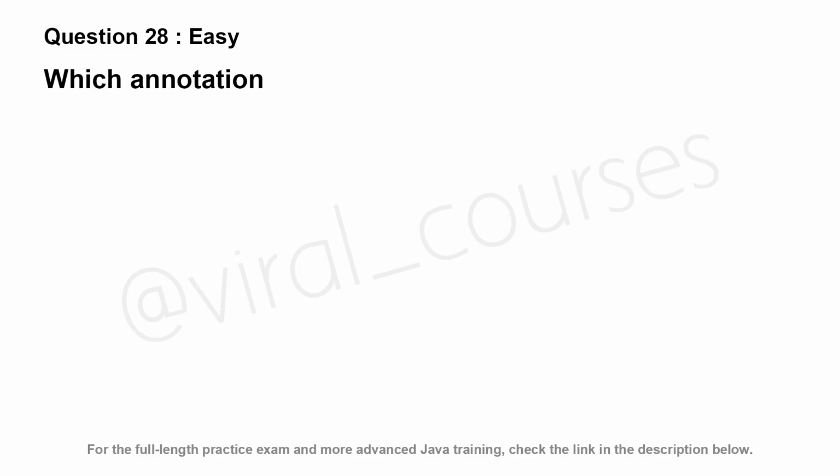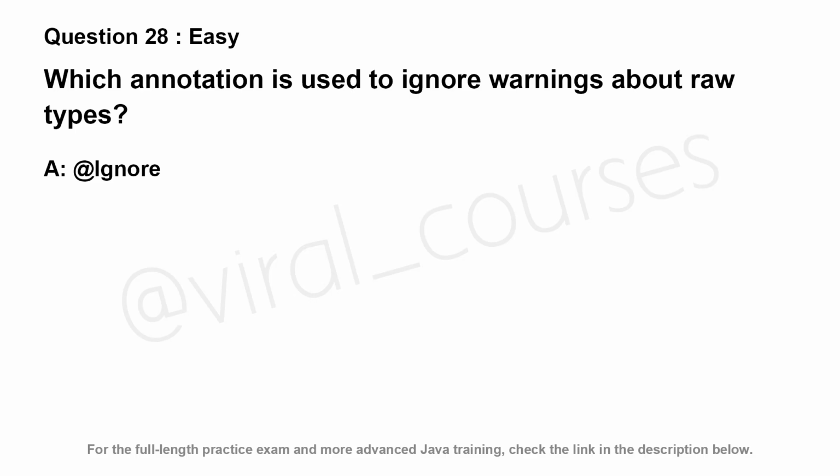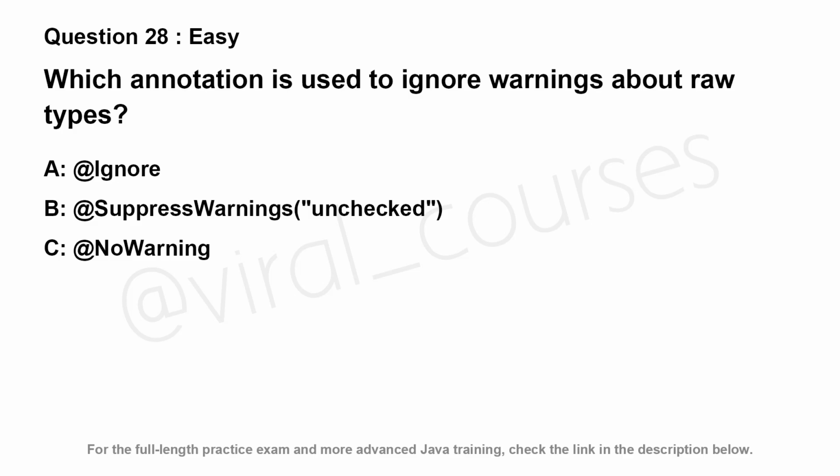Which annotation is used to ignore warnings about raw types? Option A. @Ignore. Option B. @SuppressWarnings("unchecked"). Option C. @NoWarning. Option D. @RawType.